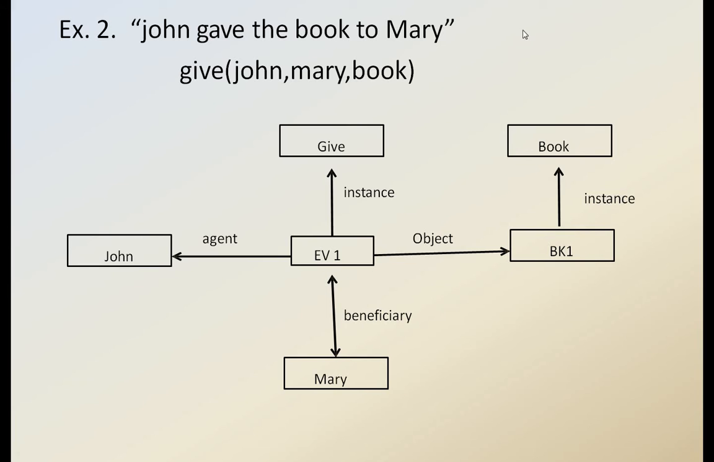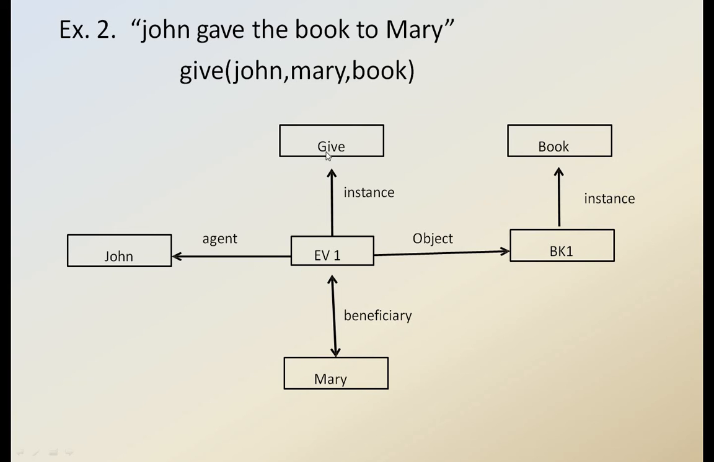One more example based on this: John gave the book to Mary. This is converted into predicate form like give(John, Mary, book). For this we are using some auxiliary objects, which are intermediate objects that we take the help of to represent the relationships: Mary, John, book and give. Mary is the beneficiary who is taking the book, and John is the agent, giving the book.